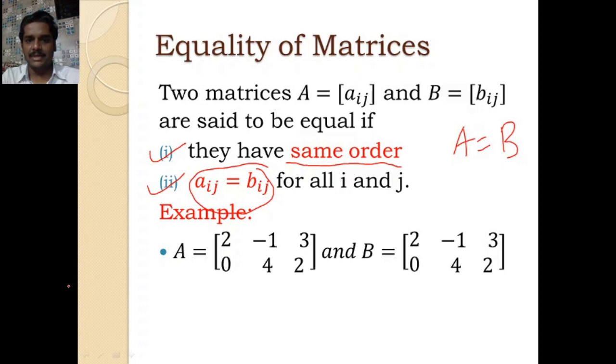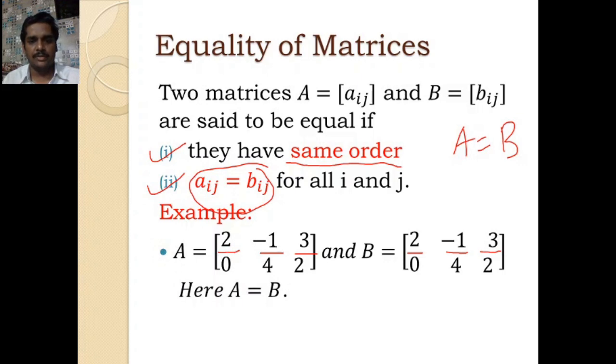Once condition number 1 holds, we can go to condition number 2, that each corresponding element should match. If you see one by one, from both the matrices, each corresponding element is the same. Here A11 equals 2, B11 equals 2, A12 equals minus 1, B12 equals minus 1, A13 equals 3, B13 equals 3, and like that in the lower row also all elements are the same in the same position. So what can we say? We can say the two matrices are equal.